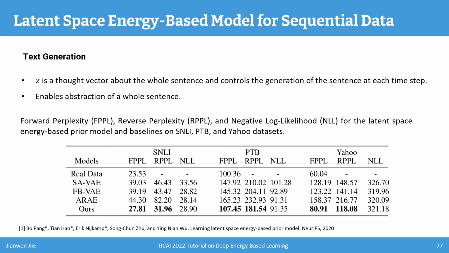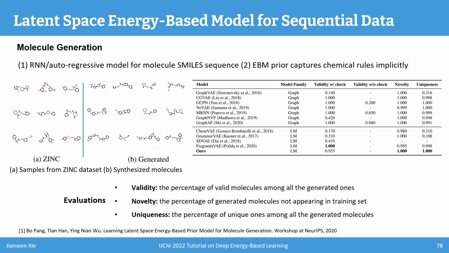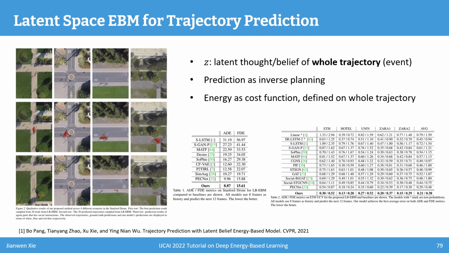It can be applied to text data for text generation. Z will be the abstraction vector about the whole sentence and control the generation of the sentence at each time step. It can also be applied to molecule SMILES sequences for molecule generation. The EBM prior captures chemical rules implicitly in the latent space. It can also be used for trajectory prediction as an inverse planning. The energy will serve as a cost function defined on the whole trajectory.